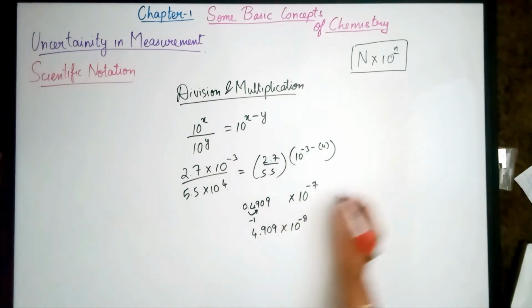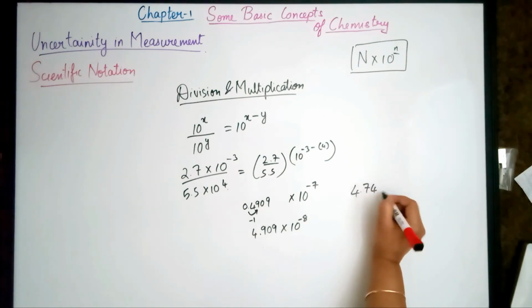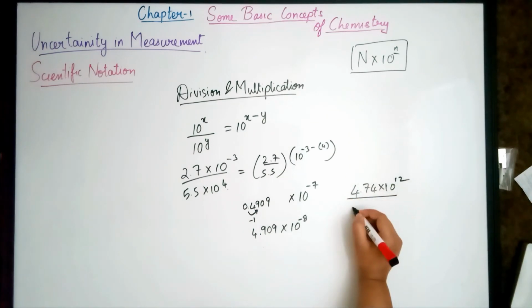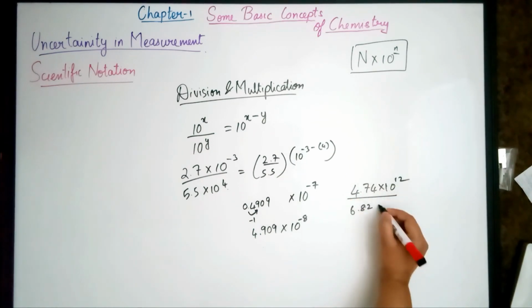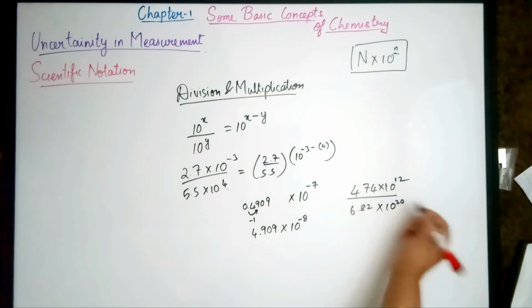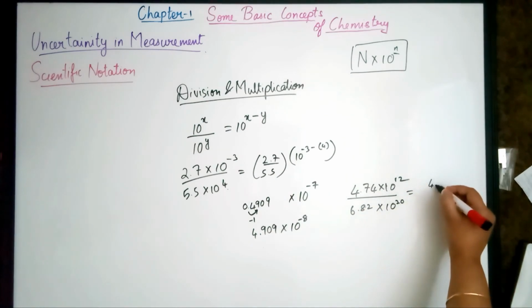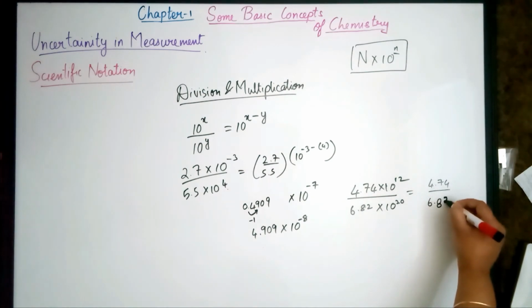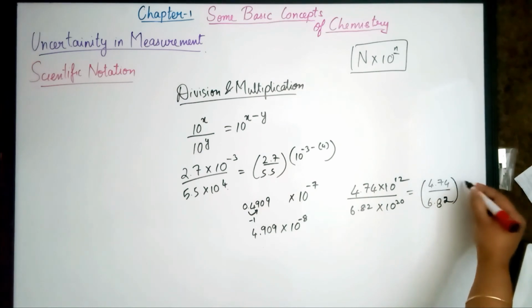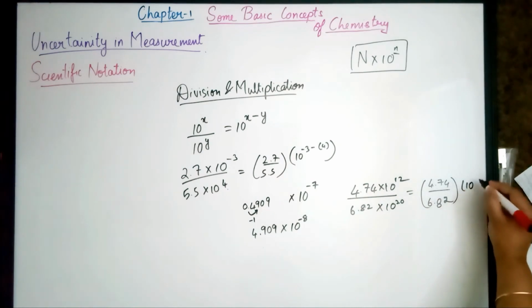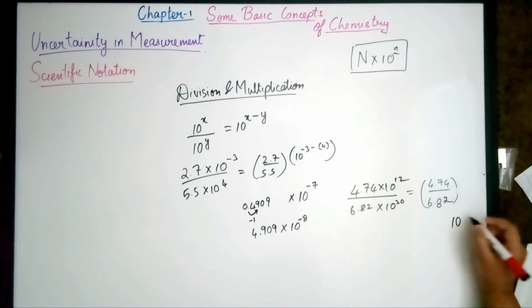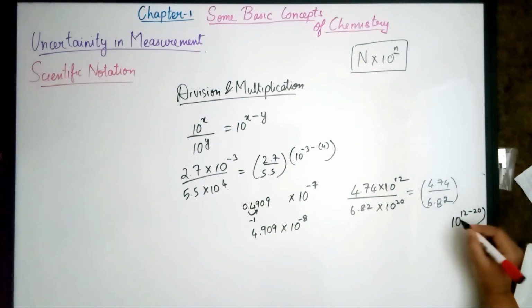Let's take another example. 4.74 into 10 to the power 12 divided by 6.82 into 10 to the power 20. Okay, so 4.74 by 6.82 into 10 to the power 12 minus 20. Let me do one thing, let me write it below it. So into 10 to the power 12 minus 20.